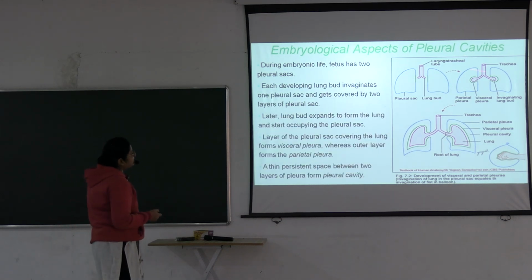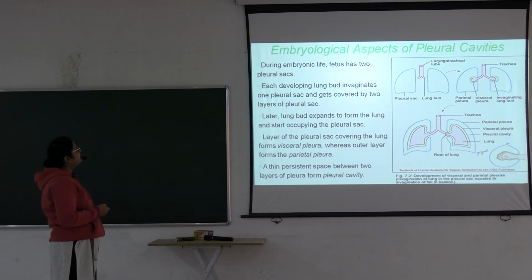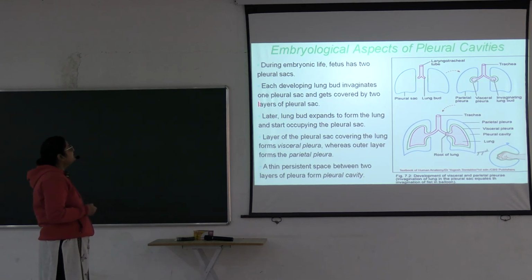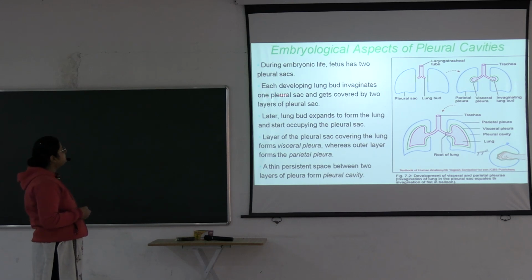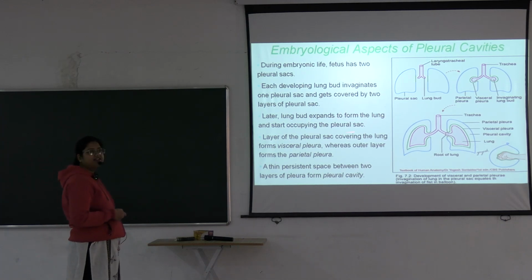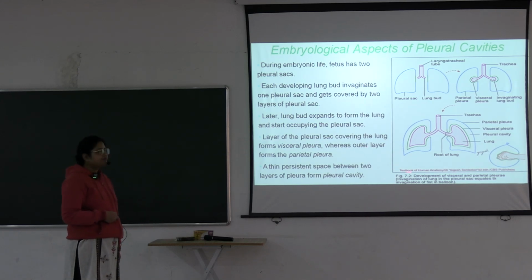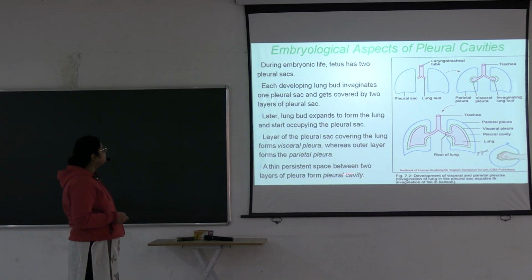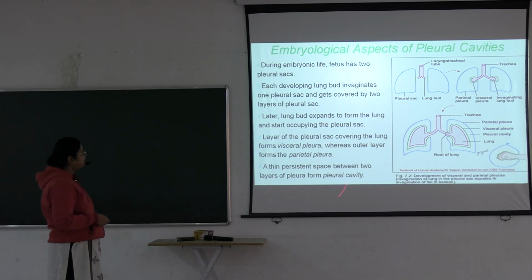So how the pleural cavities are developing during embryonic life, fetus has two pleural sacs here. Each developing lung bud invaginates one pleural sac and gets covered by two layers of pleural sac. Later, the lung bud expands to form the lung and start occupying the pleural sac. Layer of the pleural sac covering the lung forms the visceral pleura, whereas outer layer forms the parietal pleura. And a thin persistent space between the two layers of pleura, it forms the pleural cavity. Okay, so that's how the layers of pleura and pleural cavity is formed.